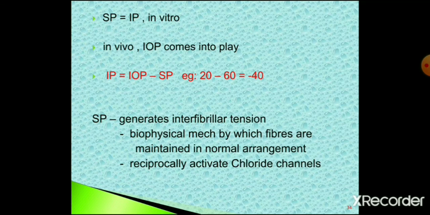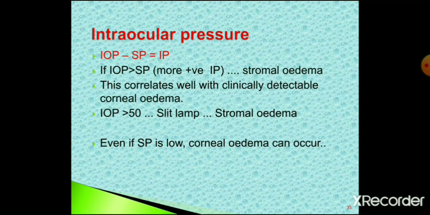Stromal pressure generates interfibrillar tension, the biophysical mechanism by which fibers are maintained in normal arrangement, and then reciprocally activates the chloride channel. Then intraocular pressure minus stromal pressure is the imbibition pressure. So if intraocular pressure is more than the stromal pressure, making the imbibition pressure more positive, stromal edema occurs. This correlates well with the clinically detectable corneal edema.